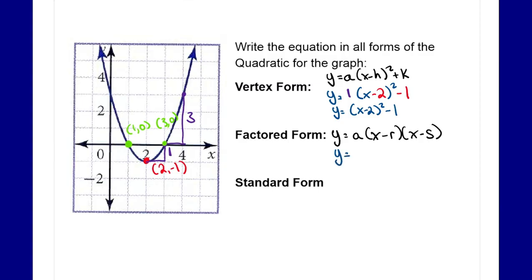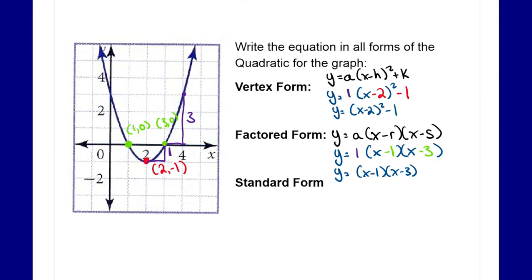So we have y equals (x minus 1), again, opposite of what we see, and (x minus 3), opposite of what we see again. We still need an a value. In this case, we don't have to worry about finding it again because it's going to be the same as the other form. The a value stays the same in all of these forms. So y equals (x minus 1)(x minus 3).